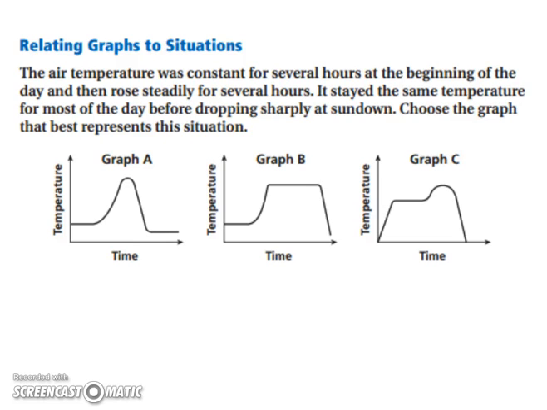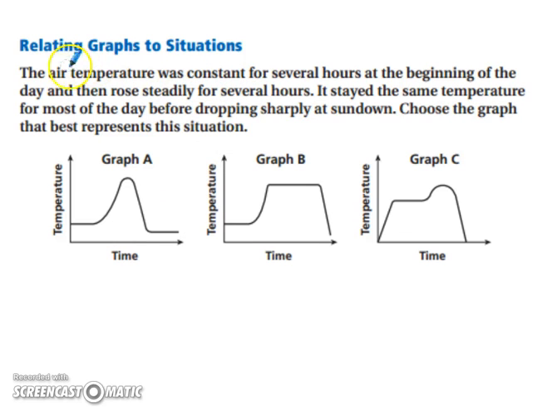The air temperature was consistent for several hours at the beginning of the day, then rose steadily for several hours. It stayed the same temperature for most of the day before dropping sharply at sundown. Choose the graph that best represents this situation. So let's look at what we've got so far.